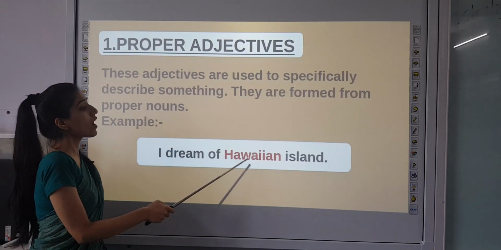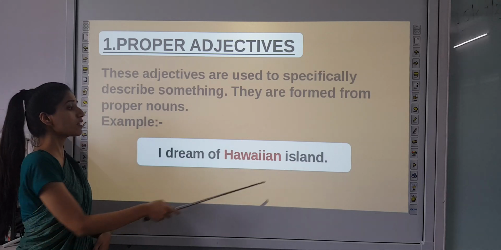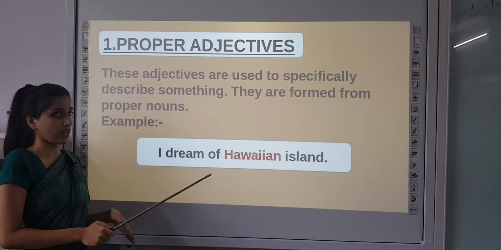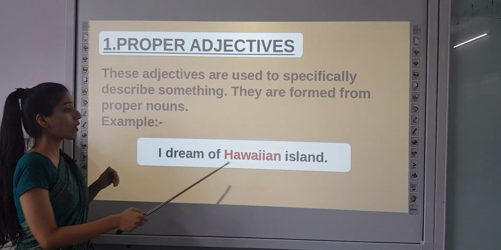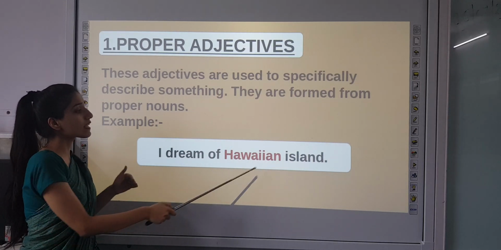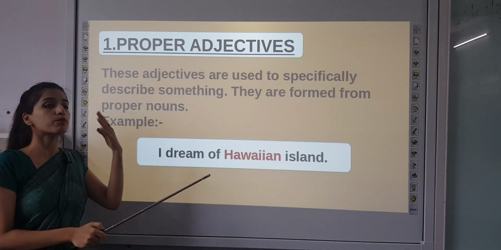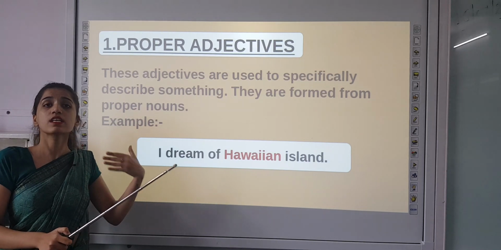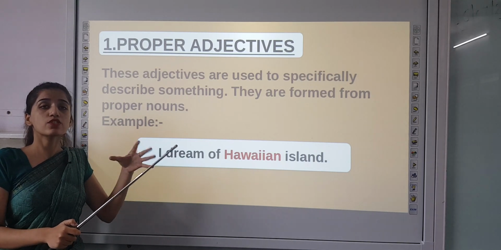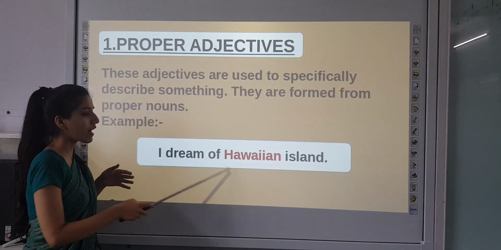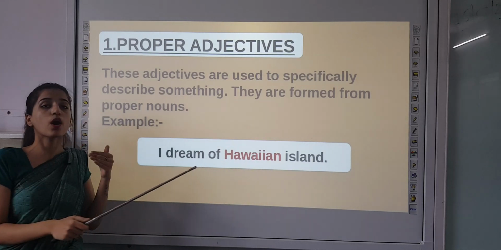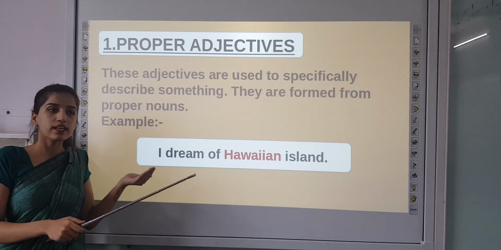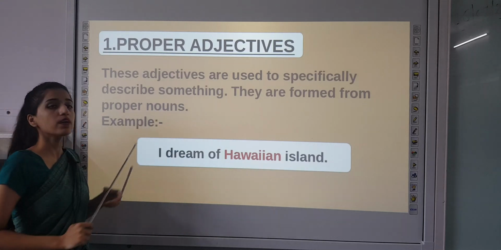I dream of Hawaiian island. So here the word Hawaiian is a proper adjective. Why? It is because we are getting this word from the proper noun Hawaii, which is an island, which is a proper noun. So this word Hawaiian is coming from a proper noun, that is Hawaii. So Hawaiian is a proper adjective.